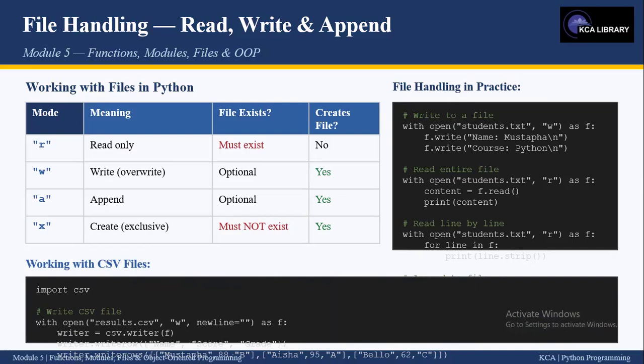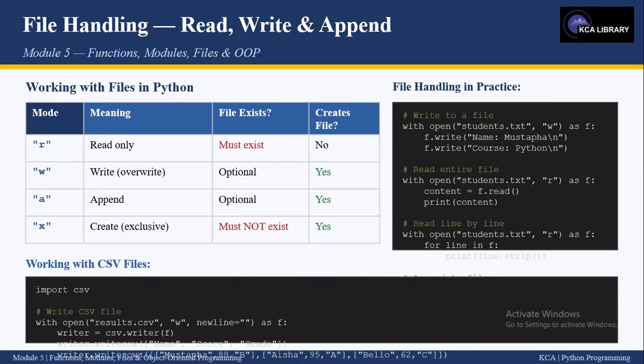File handling: read, write, and append. File handling enables Python programs to read from and write to external files, allowing data to persist beyond a single program run. Python opens files using the open function along with a mode specifier: r for reading, w for writing and overwriting, a for appending, and x for creating a new file exclusively.